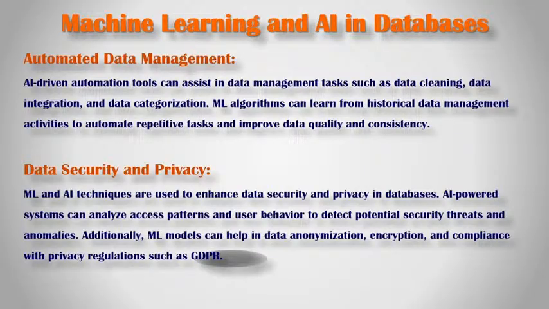Data security and privacy. ML and AI techniques are used to enhance data security and privacy in databases. AI-powered systems can analyze access patterns and user behavior to detect potential security threats and anomalies. Additionally, ML models can help in data anonymization, encryption, and compliance with privacy regulations such as GDPR.